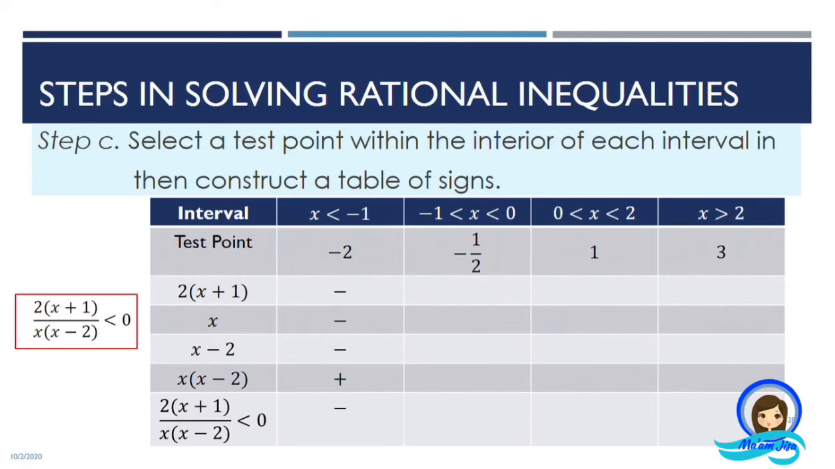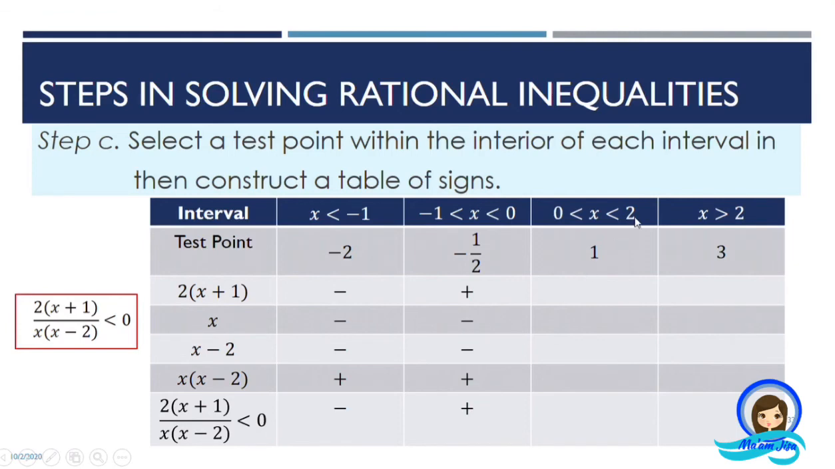Next, our second test point, -1/2. So replace it in our expressions here. So -1/2 plus 1 is positive, and positive times positive is positive. When x is -1/2, therefore it's negative. -1/2 minus 2 is, of course, negative. And then negative times negative is positive. And then for our sign here, positive over positive is positive.